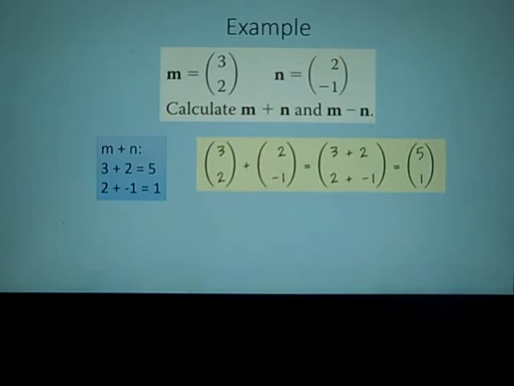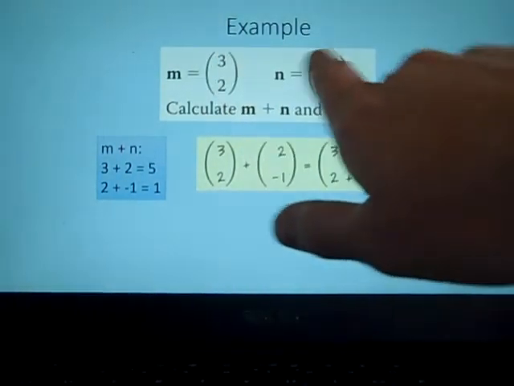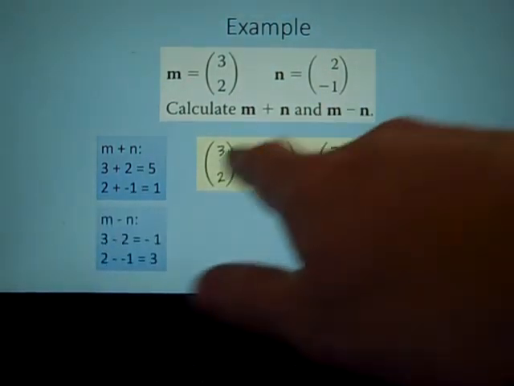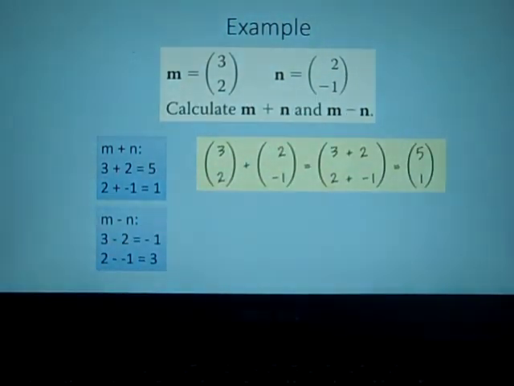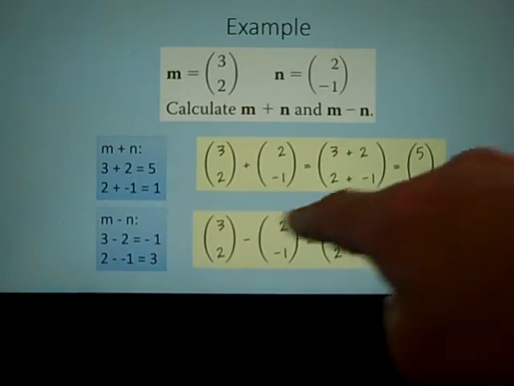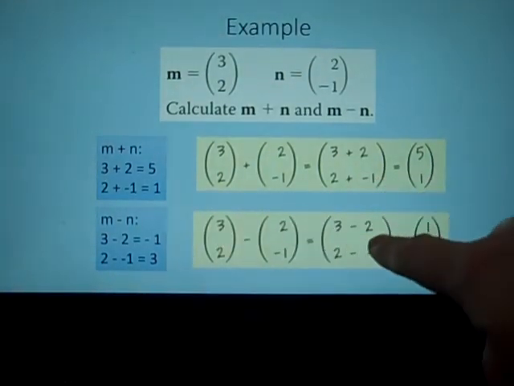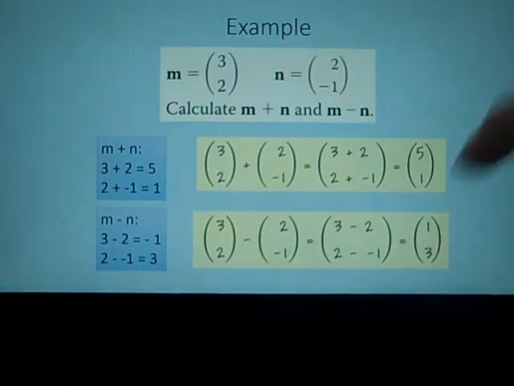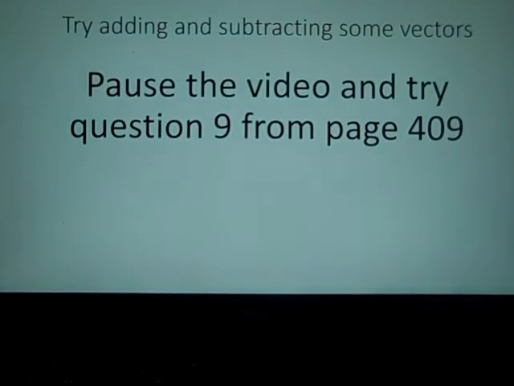If we're subtracting, we're going to do the same thing. We're going to do 3 subtract 2, and then 2 subtract negative 1. Just being careful, obviously, when you subtract a negative, it becomes an addition, so that'll be 2 add 1, which is 3. Again, using the columns, we can now do 3 subtract 2, which is 1, and 2 subtract negative 1, which is 3. If you'd like to try adding and subtracting some vectors, you can now pause the video and try question 9 from page 409.